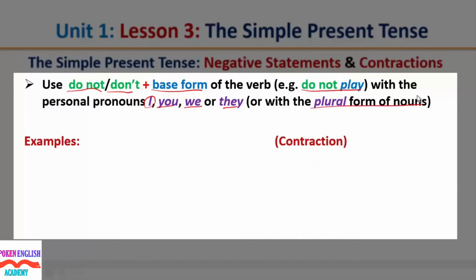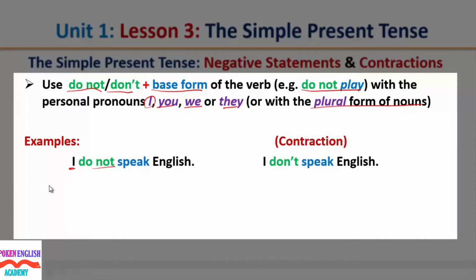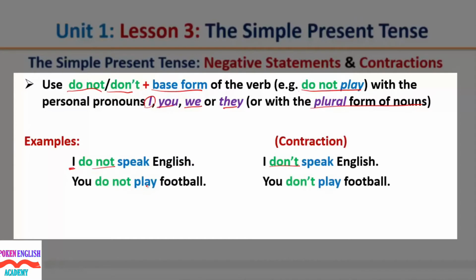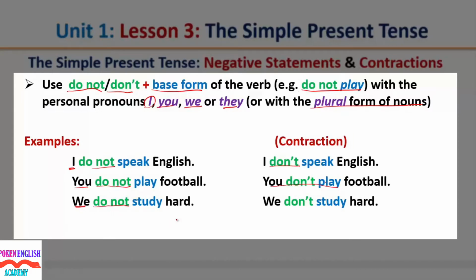Examples. I don't speak English. Notice here we use do not after the pronoun I, and the contracted form is don't. You do not play football. Notice here also we use do not after the subject you, and the contracted form is you don't play football. We do not study hard. Again here also we use do not after the subject we, and the contracted form is we don't study hard.